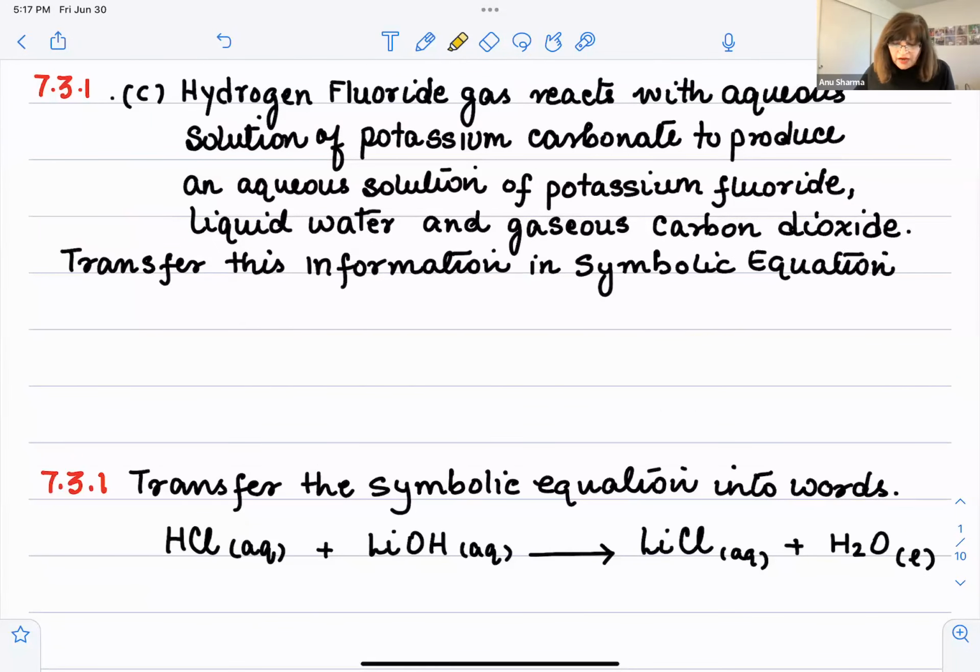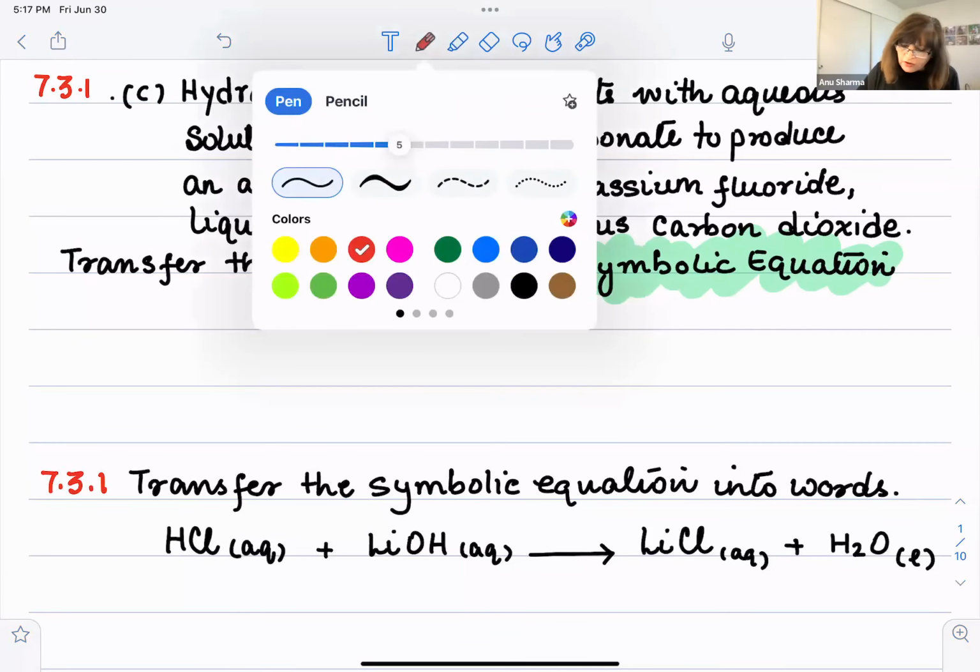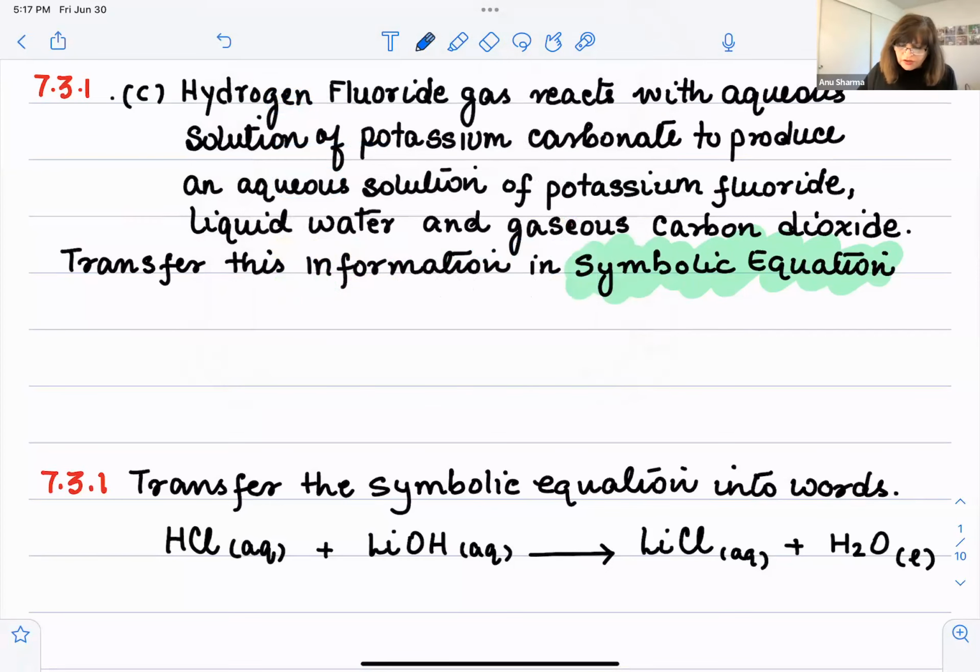Okay, next: hydrogen fluoride gas reacts with an aqueous solution of potassium carbonate to produce an aqueous solution of potassium fluoride, liquid water, and gaseous carbon dioxide. Transfer this information into symbolic equations. Now, when we talk about symbolic, chemistry is a language of atoms and molecules, so we use symbols. In science, it's all symbols. So let's look at this here.